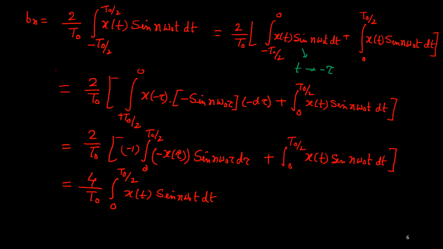So this bn may not be 0. We are not sure about this bn, but bn simplifies to this thing only. Only half the period is sufficient: 0 to t naught by 2, you integrate this and then multiply with 4 upon t naught. You will get bn. So bn could be non-zero.